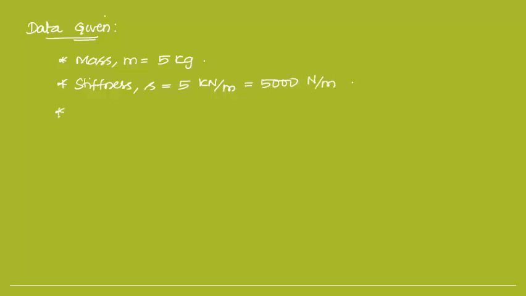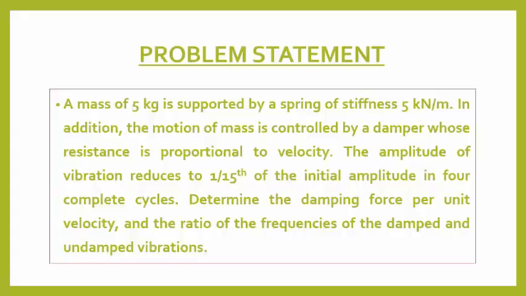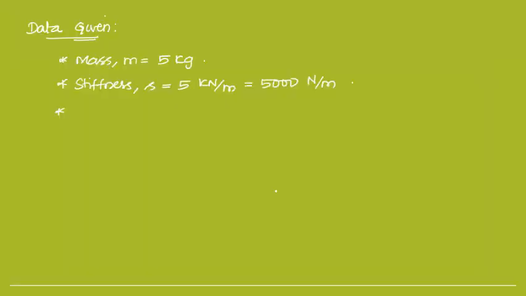Next, data has been given in the problem that while using the damper, the amplitude of vibration reduces to 1/15th of the initial amplitude in 4 complete cycles. So if we consider the initial amplitude as x0, after completing the 4 cycles, the amplitude of the 4th cycle was noted to be 1/15th of the initial amplitude x0. So from which we can take this ratio, that is x0 by x4 as 15.